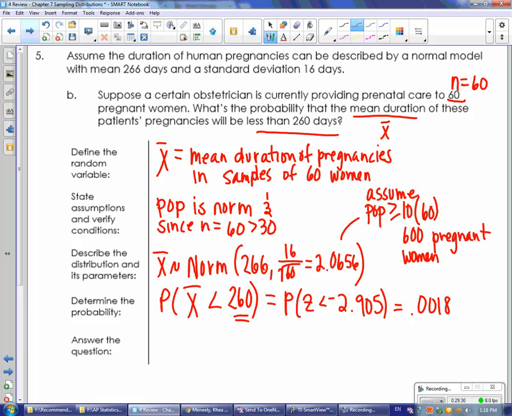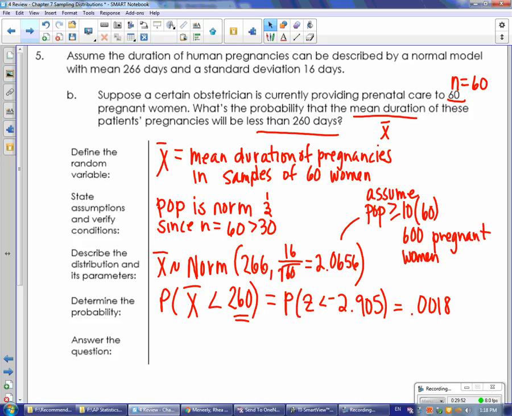And I do want to just remind you that there are some remediation problems attached to Blackboard if you need a little bit of extra practice, also on the back of your study guide. But it is expected that you guys have the conditions memorized. The formulas are on the formula sheet for you, so you don't have to have them memorized, but you do need to know when to use them.